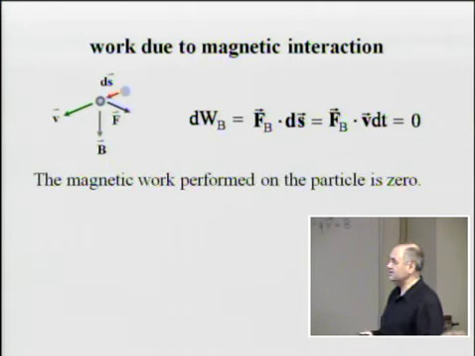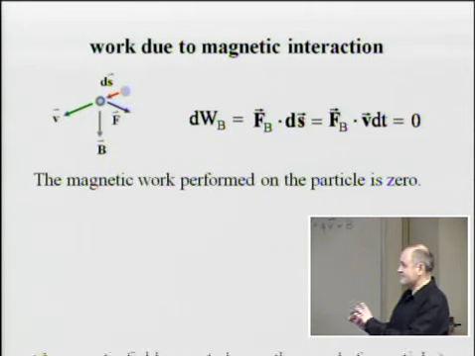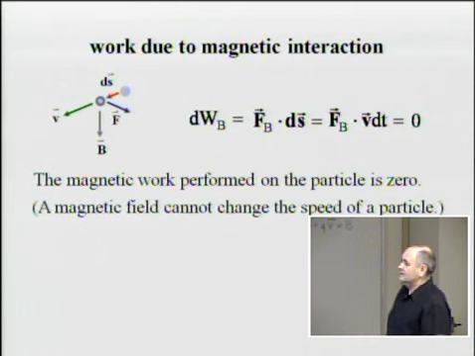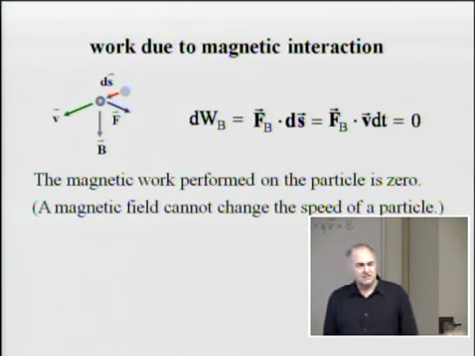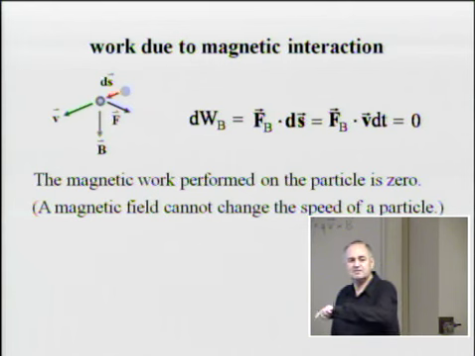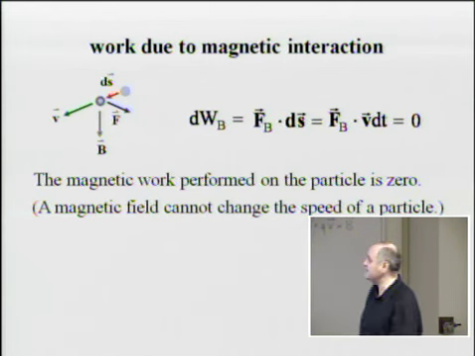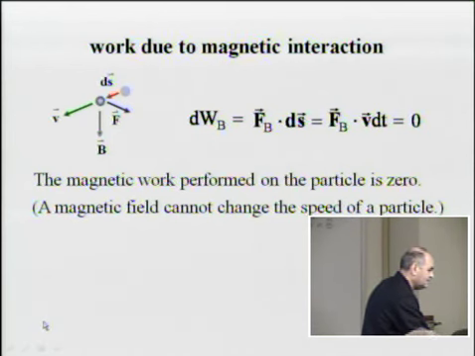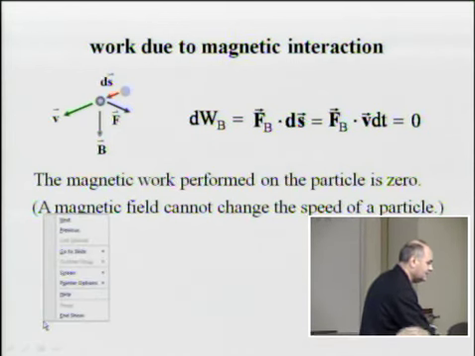Well, so what is the conclusion? That a magnetic field cannot change the speed of a particle. It can change its direction, so it can change the velocity of the particle, but it cannot change the speed of the particle. The particle is going to move always with the same speed. I think this will be enough for today.